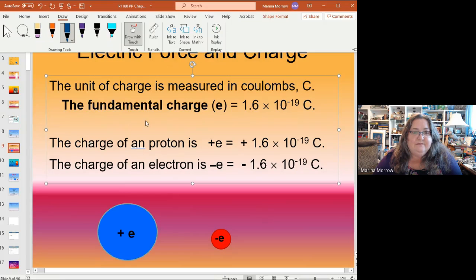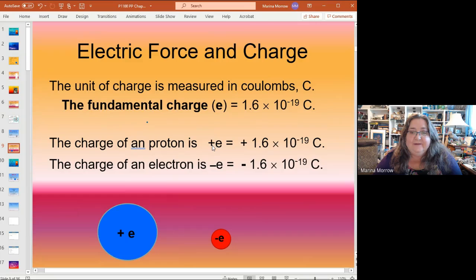And for a proton, it's positive. We can just represent it by the letter e because it's used so often in formulas. So we just call it positive e, and an electron would be negative e. So it's pretty amazing that they have the same charge, even though they are not the same size. A proton is 200 times the mass of an electron, but they do carry the same charge, except positive and negative.